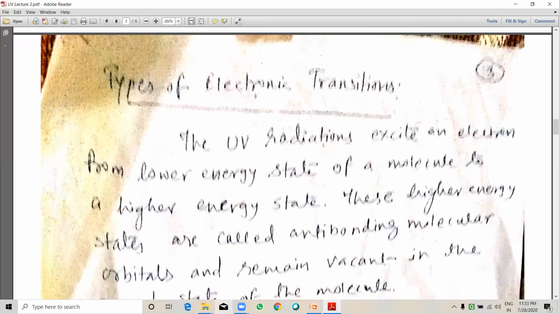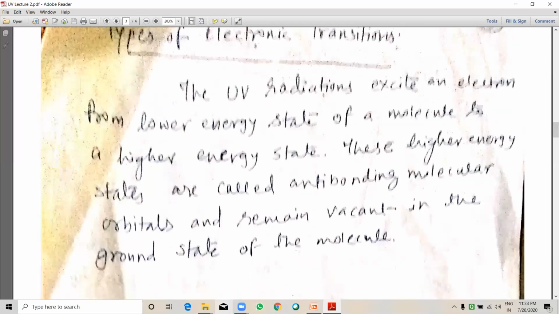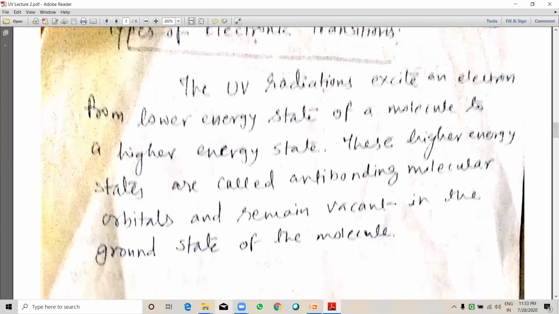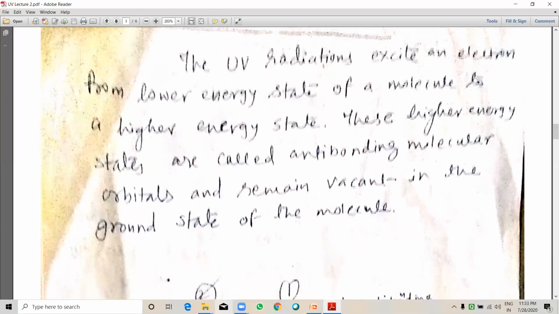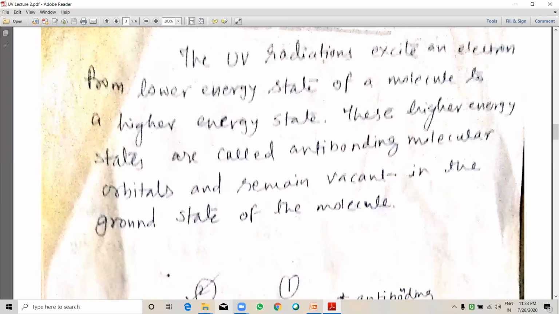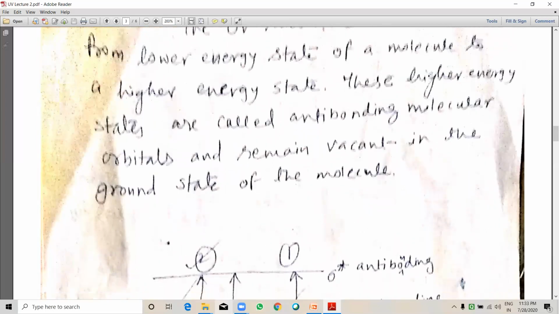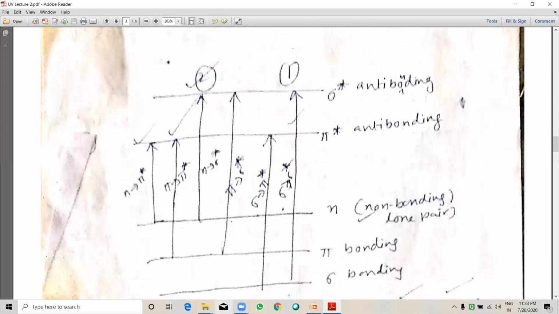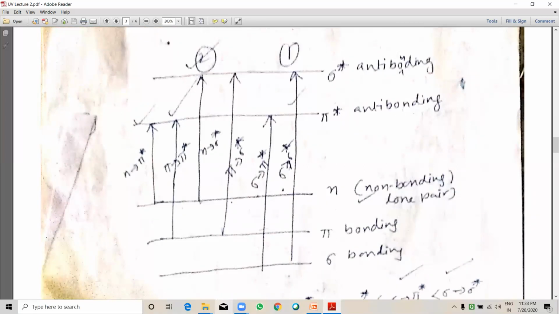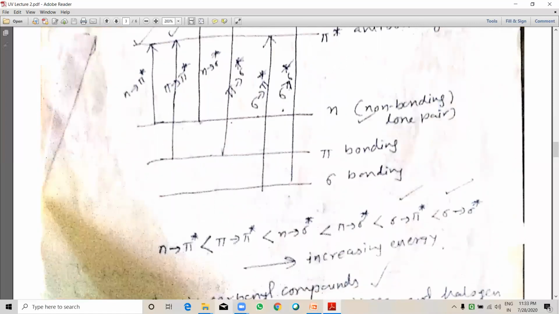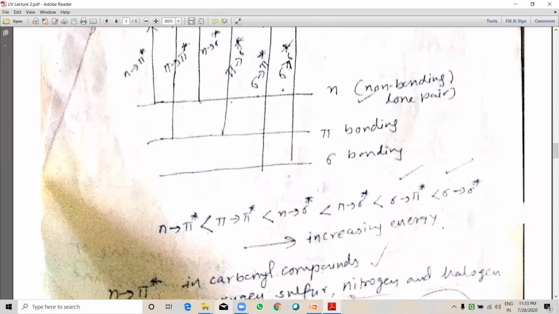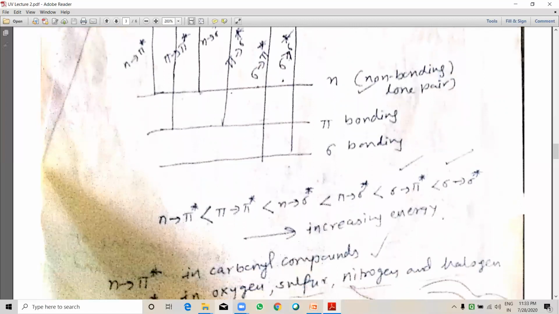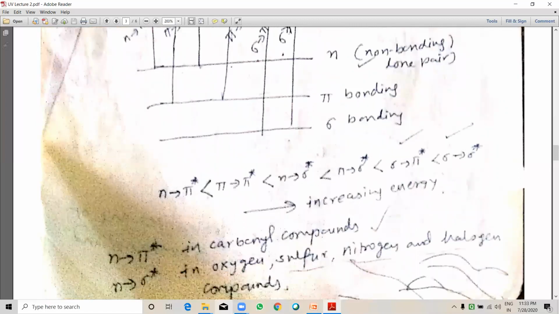Types of electronic transition. The UV radiation excites an electron from a lower energy state of a molecule to a higher energy state. These higher energy states are called anti-bonding molecular orbitals and remain vacant in the ground state of the molecule. Sigma to sigma star, sigma to pi star, etc. This is the sequence of increasing energy levels of transition, with sigma to sigma star transition having the highest electronic energy.